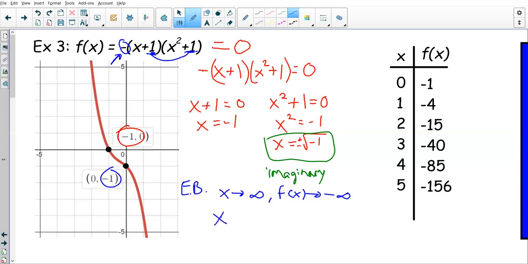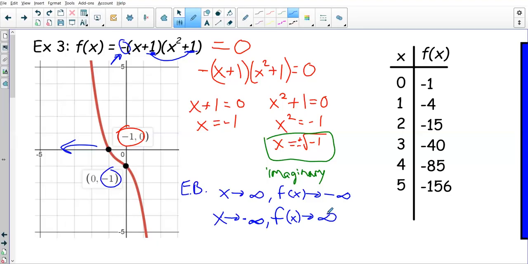If I think about what happens as x approaches negative infinity, so as I start approaching big negative values, I have a negative times a negative times a negative, which is going to give me a negative value. But again, don't forget that negative sign out in front. And so in effect, I have 4 negative signs, which is going to give me a positive value. So the function is going to approach positive infinity.